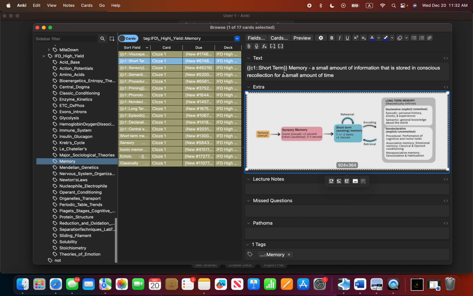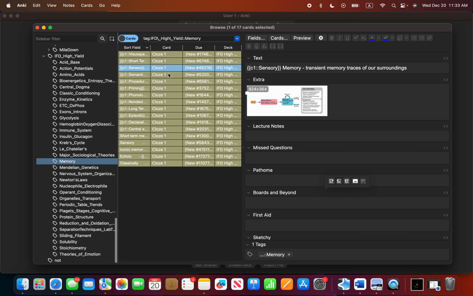So short-term memory is the conscious recollection for a small amount of time. It's less than 1 minute, right? So all this information, I am absorbing it in less than 1 minute because I'm rehearsing it. Now it keeps getting longer and longer and stays for longer and longer. We need to rehearse it and come back to it, right?